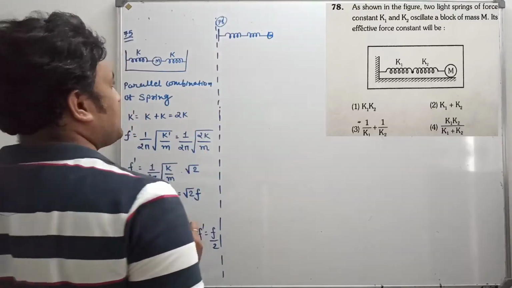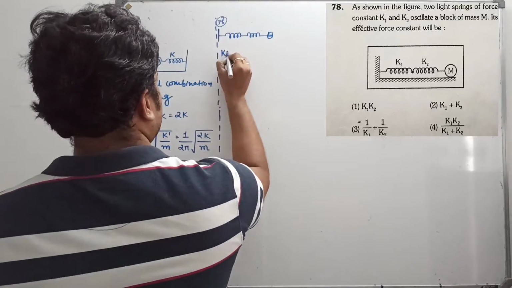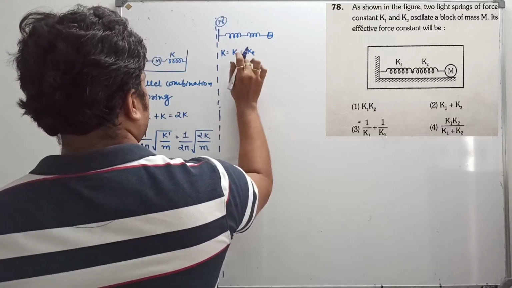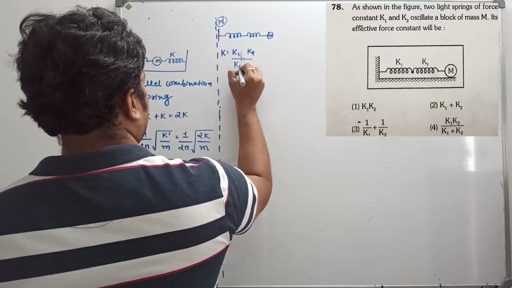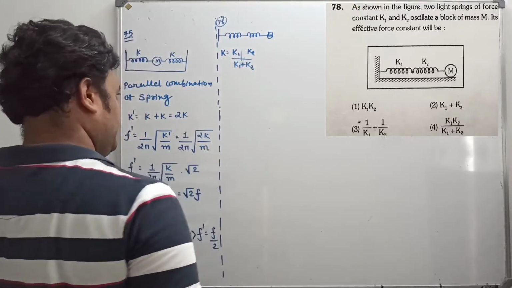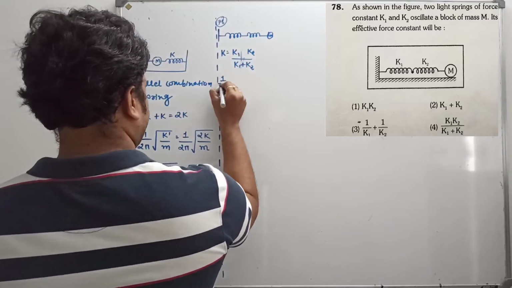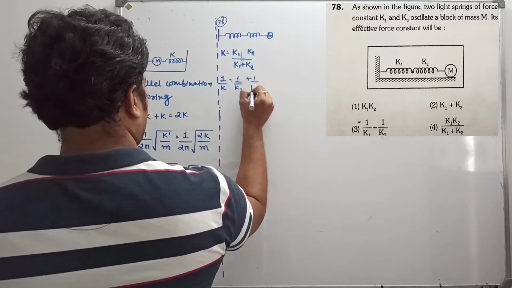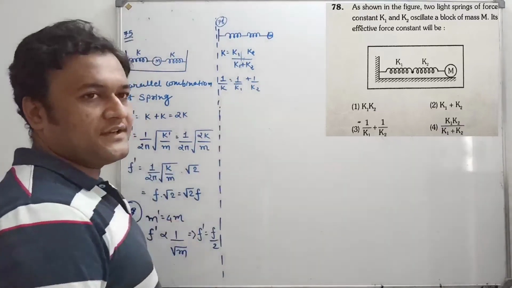78. So for a series connection, k is equal to k1 k2 upon k1 plus k2. Otherwise 1 upon k is equal to 1 upon k1 plus 1 upon k2. Okay, that's it.